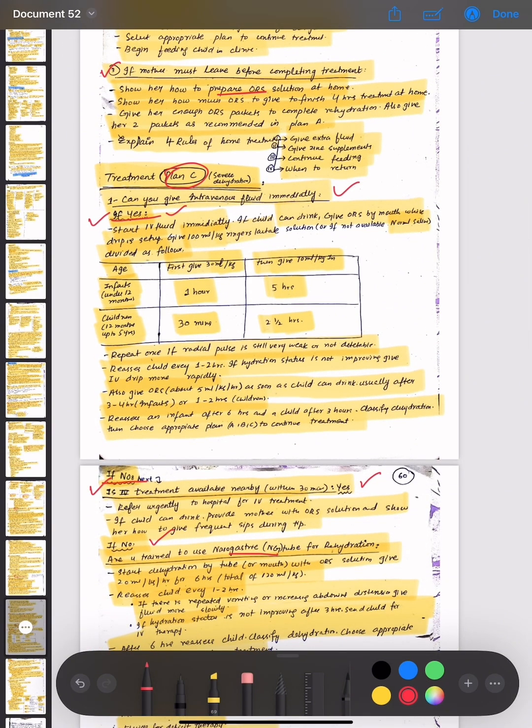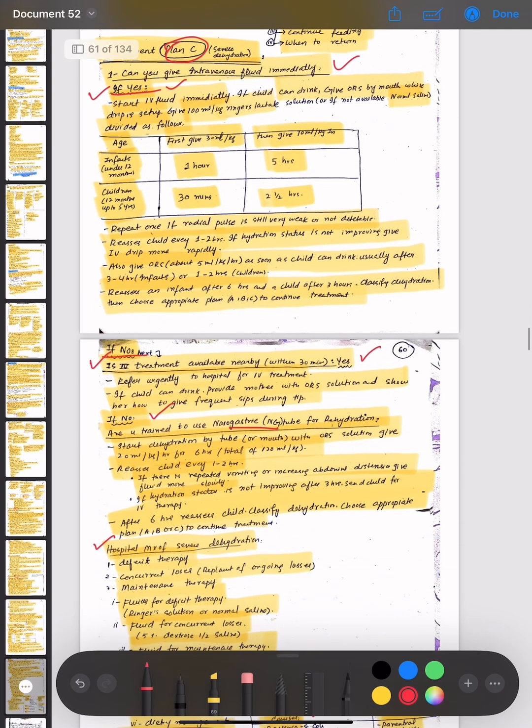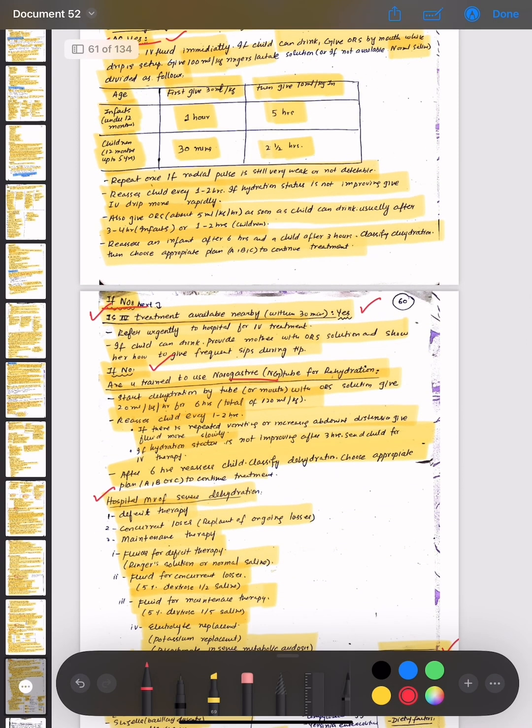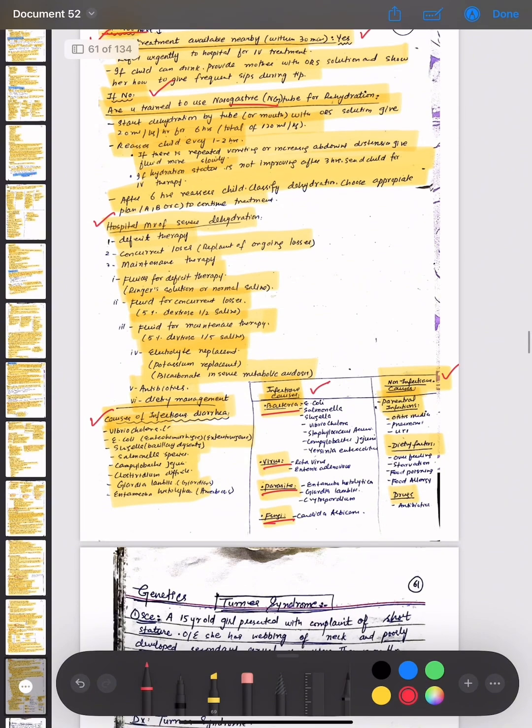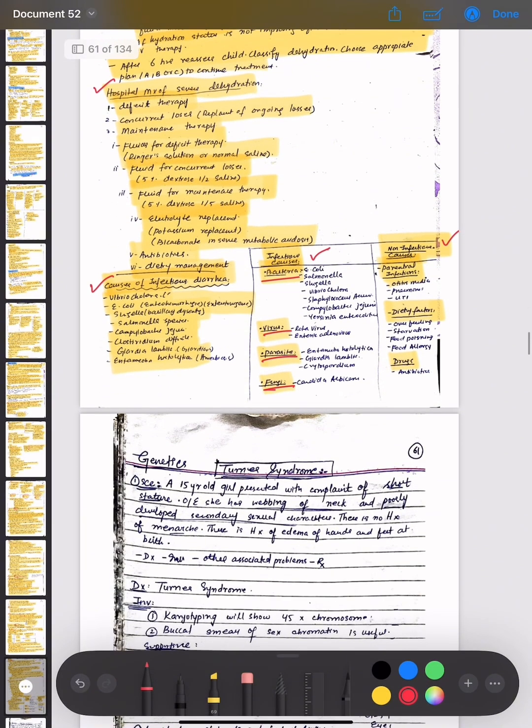Then treatment plan C asks: can you give intravenous fluid immediately? If yes, then you will provide it. If no, then we go to the next step: is IV treatment available nearby? If yes, we will give it. If no, then we will go for nasogastric tube rehydration. The hospital management of severe dehydration is also discussed here. Then we have discussed the different causes of infectious diarrhea, which include both infectious and non-infectious causes.